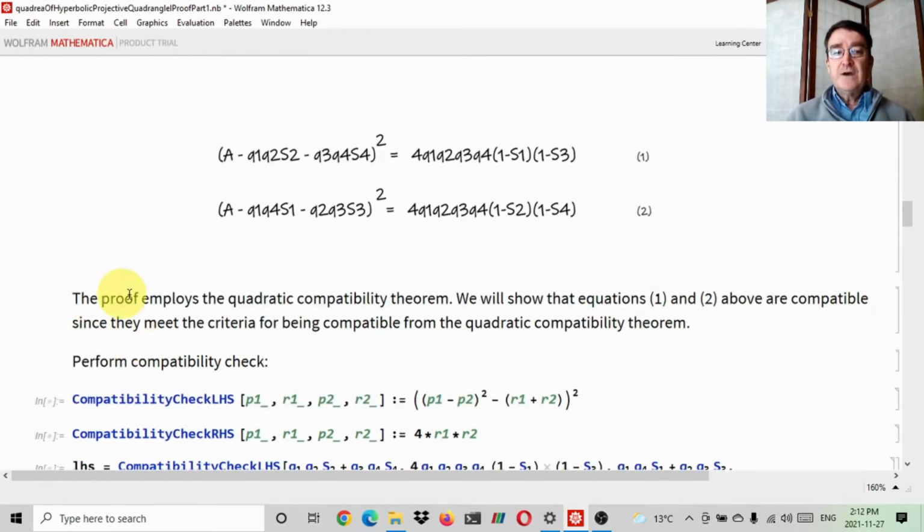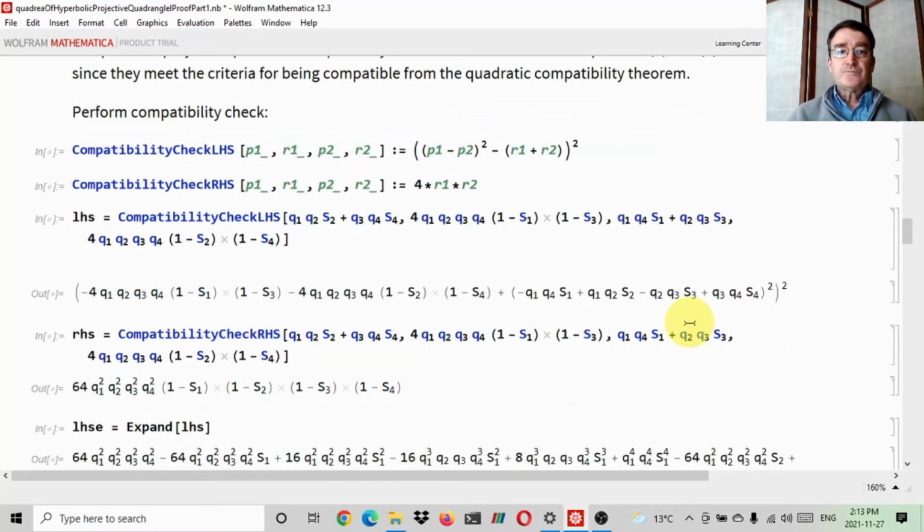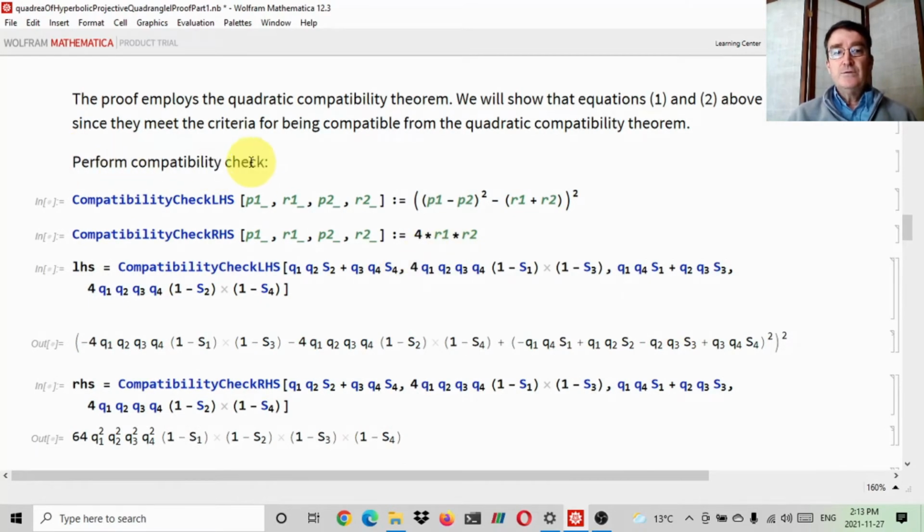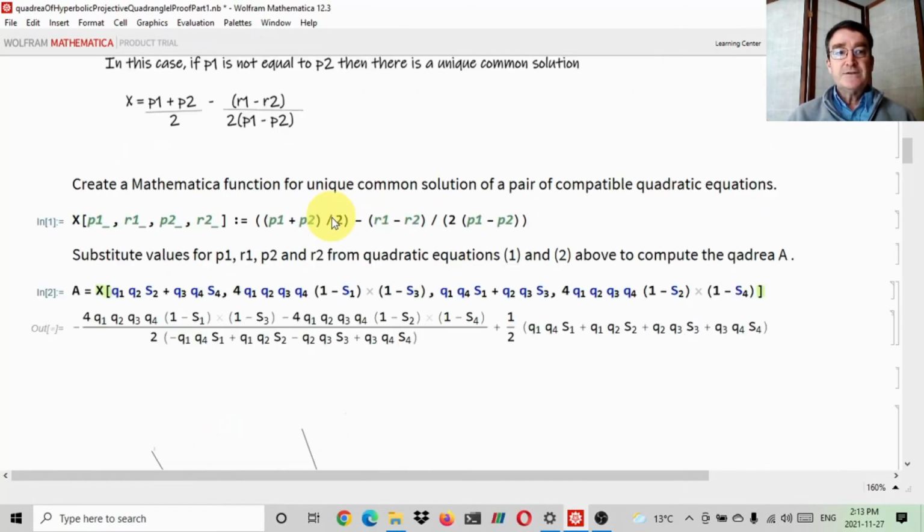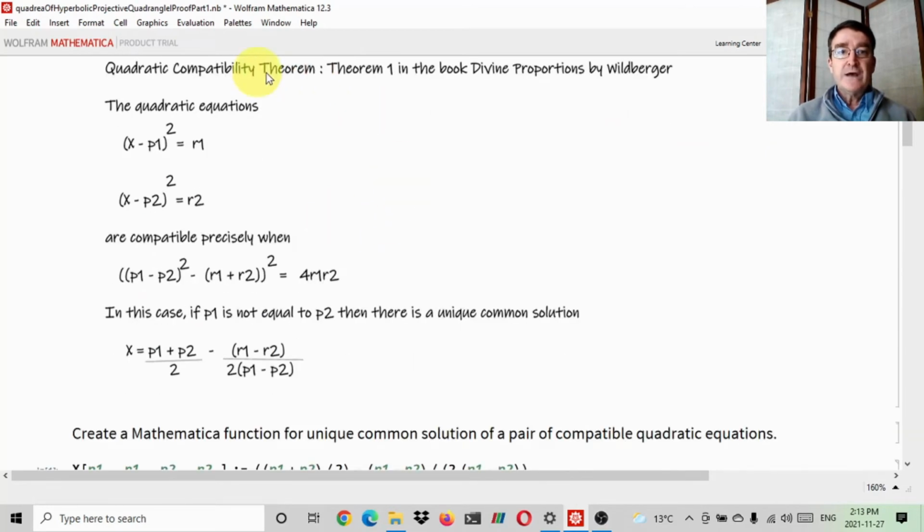The proof employs the quadratic compatibility theorem. We will show that these two equations are compatible since they meet the criteria for being compatible from the quadratic compatibility theorem. Specifically, they are compatible precisely when this expression is true: ((p1 minus p2) squared minus (r1 plus r2)) squared equals 4 times r1 times r2.